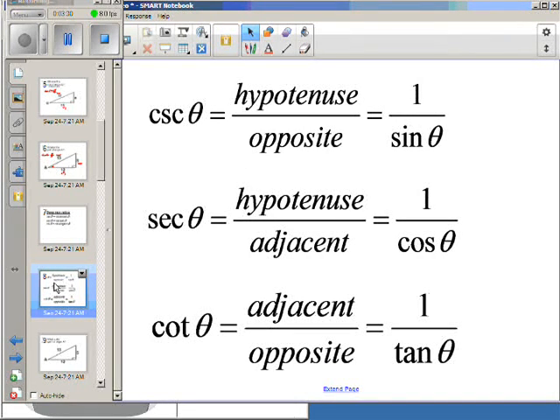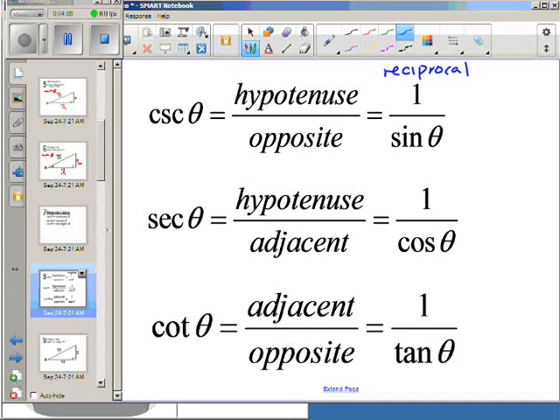Cosecant of theta is the hypotenuse over the opposite, or it's the reciprocal of sine. Okay, the reciprocal of the sine function. So instead of doing opposite over hypotenuse, I do hypotenuse over opposite. Secant of theta is hypotenuse over the adjacent. It is the reciprocal of cosine. And cotangent of theta is the adjacent over opposite, or the reciprocal of tangent.